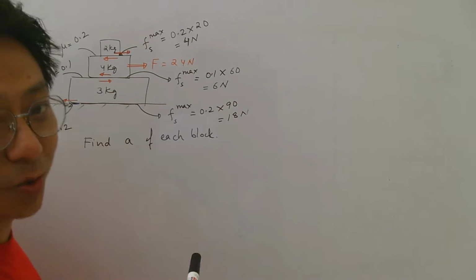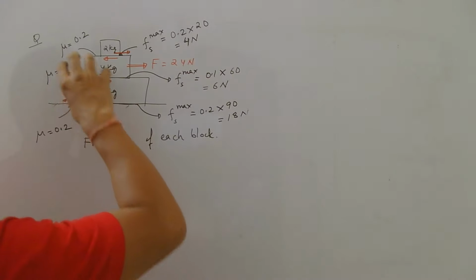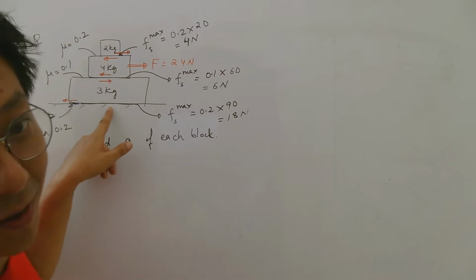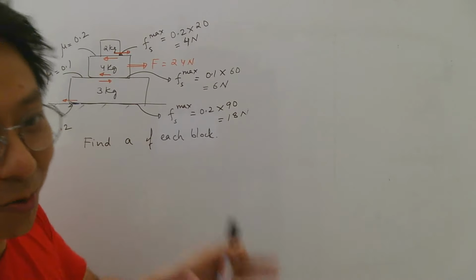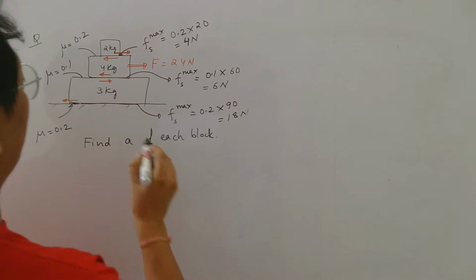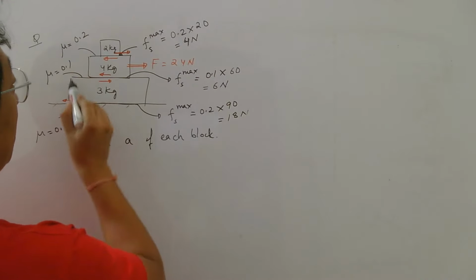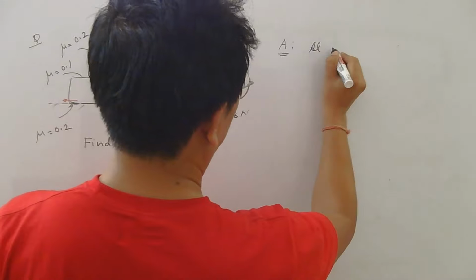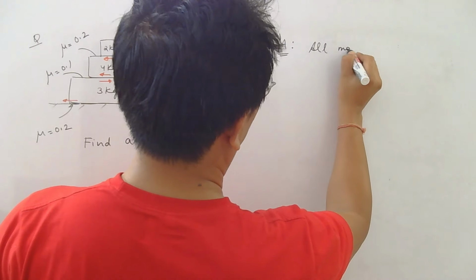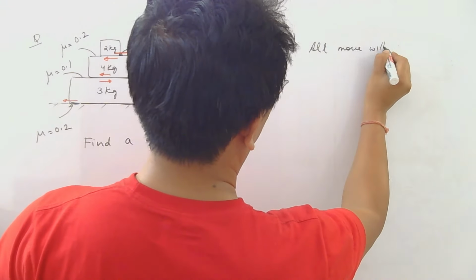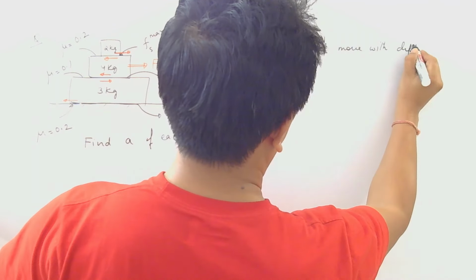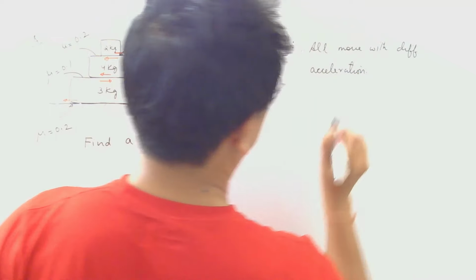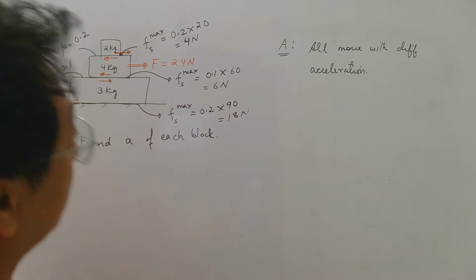Now, what is the next assumption you can do? You can assume 4 and 3 are moving together, but that would mean that you are assuming here slipping starts first. That would be wrong. So you can check that part, you will get wrong answer. So therefore, no need to check, these two will move together. So the last assumption is all move with different acceleration. All move with different acceleration.